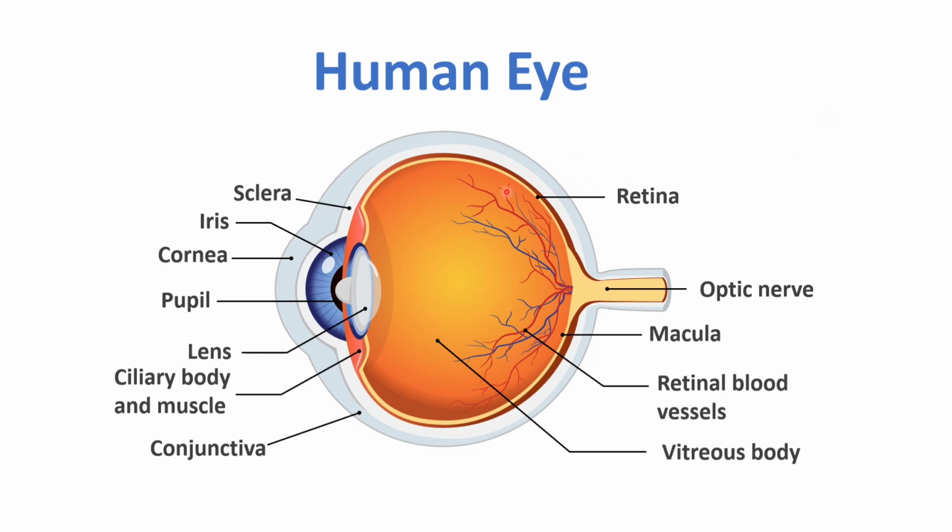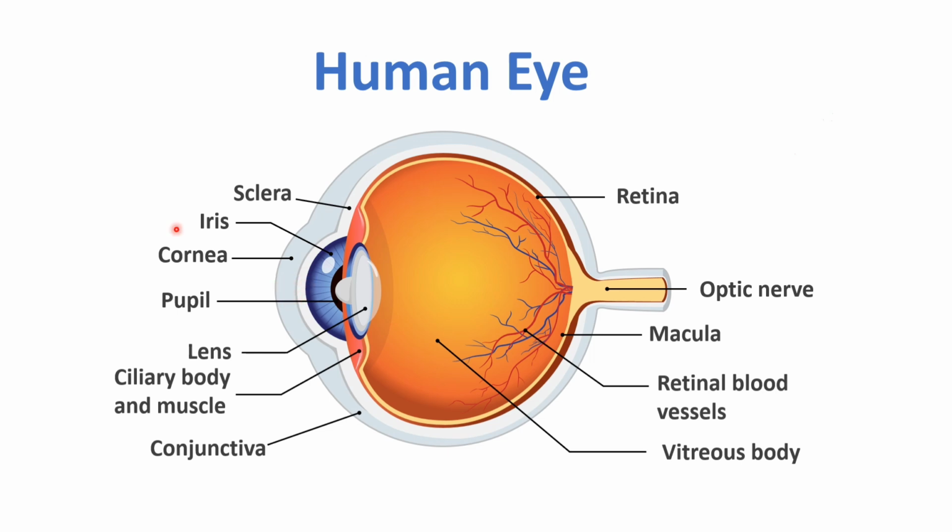The light sensitive cells on the retina send electric signals to the brain via the optic nerves. So now our brain interprets these signals and we are able to see the objects. The shape of the human eye is spherical, with a diameter of 2.3 centimeters.